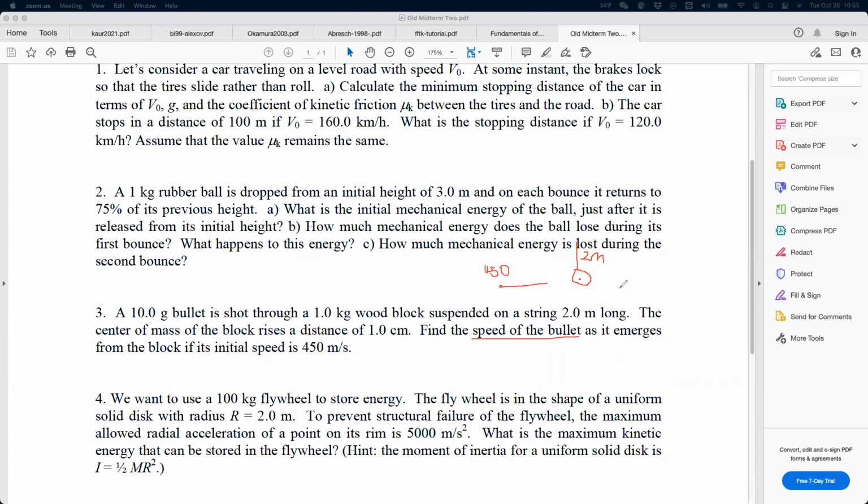So is it saying the bullet went through the block and we have to find the speed after it went through it? That is Vt. Definitely this one is smaller than 450, because the kinetic energy of the bullet passed to this wood block. And then afterward it has Vt. So we have to figure out how much energy is consumed.